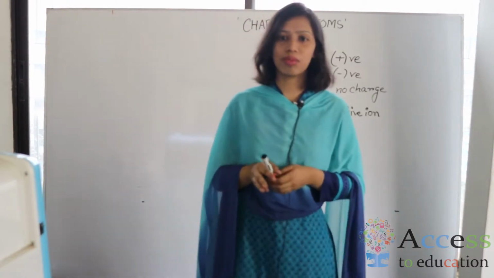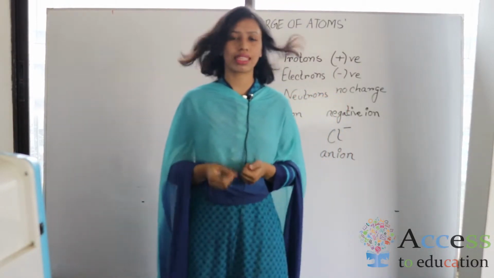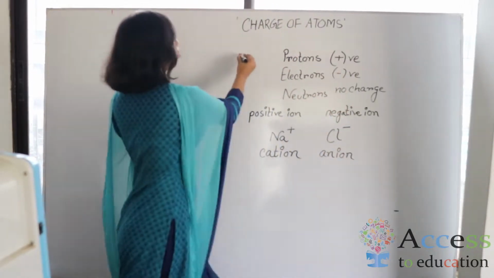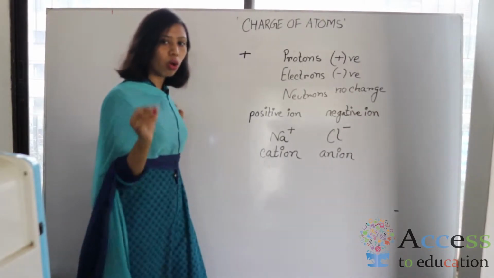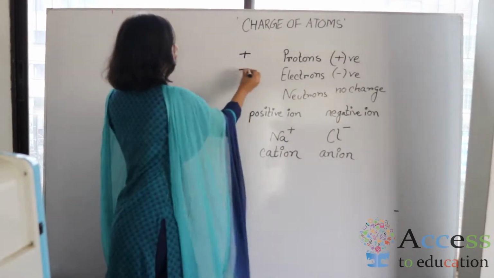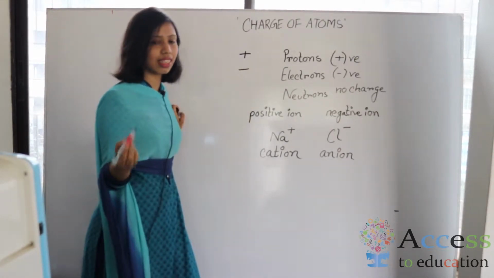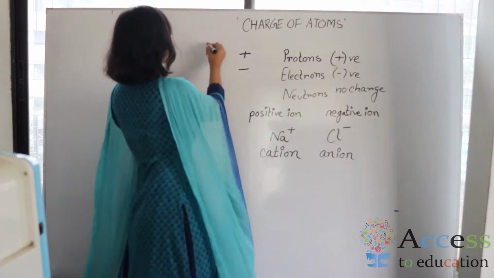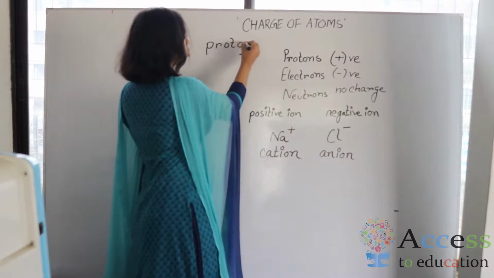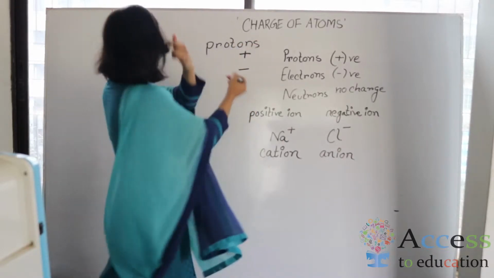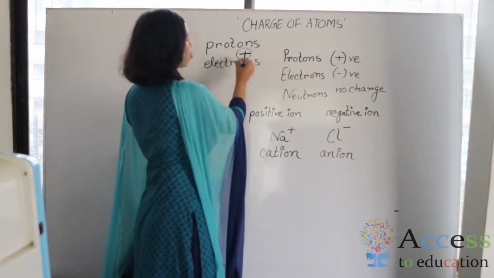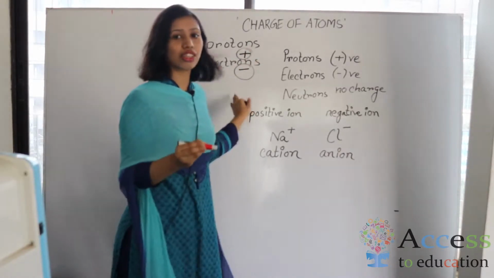So in an atom, if we observe closely, we will see that the number of positive charges is always equal to the number of negative charges. Why am I saying this and how? Because we see that in an atom, the number of protons is always equal to the number of electrons. So I can say that the number of positive charges and negative charges in an atom are equal.